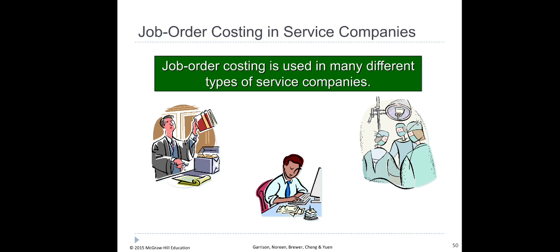In the hospital, the job order costing system also can be used, because every patient is unique. This person has a heart problem, another person has a skin problem, another person has other problems. So how to calculate cost for each patient? Job order costing can be used to calculate cost for each patient in hospitals or clinics.